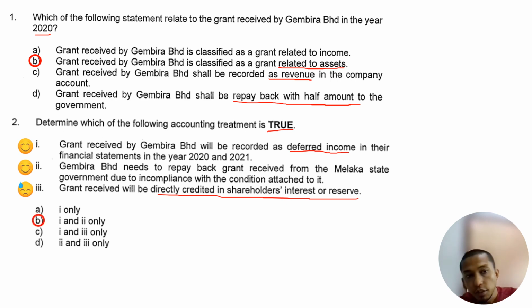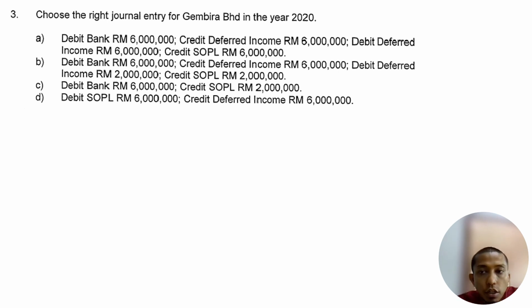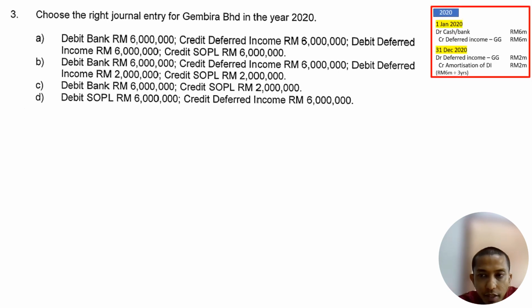All right. So we proceed to question number 3. Choose the right journal entry for Gembira in the year 2020. We do this working already, right? In year 2020, this is the journal entry that we have. So we can check from the options. Debit bank 6 million, correct. Credit deferred income 6 million, correct also. Debit deferred income 6 million, this one wrong. Credit SOPL 6 million, this one wrong.